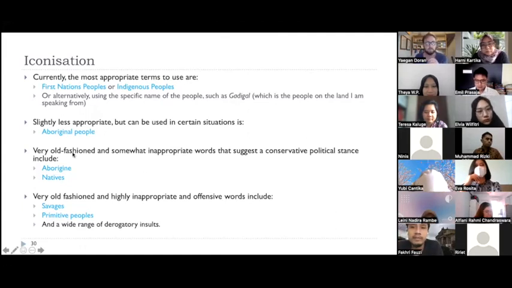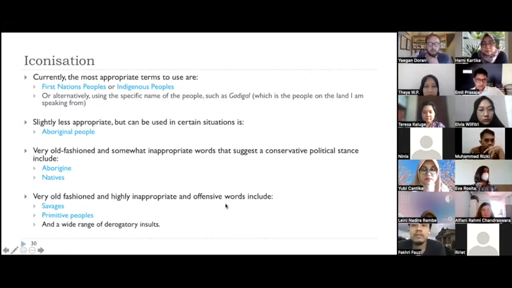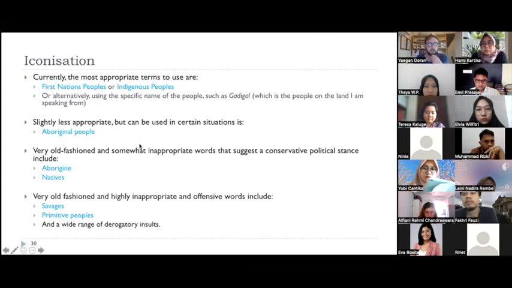If we go a bit further, quite old-fashioned terminology and now somewhat inappropriate terms that suggest a kind of conservative political stance are words like Aborigine or natives. If you use that nowadays, although it refers to the same thing, it suggests it's a bit inappropriate, basically. It suggests that you're a bit conservative in your political stances. And very old-fashioned and highly inappropriate and offensive words include savages or primitive peoples or a wide range of derogatory insults. Things you might have read 70 years ago, in English at least, that no, you do not say this, you do not use these terms.